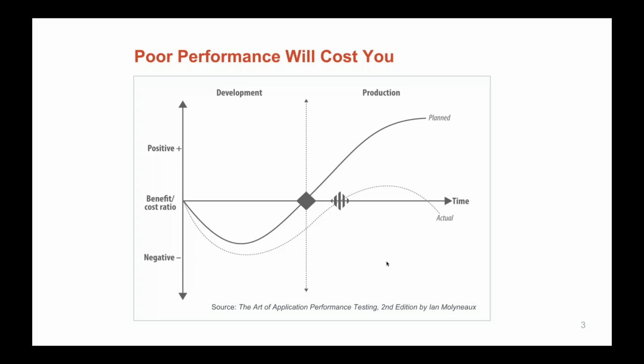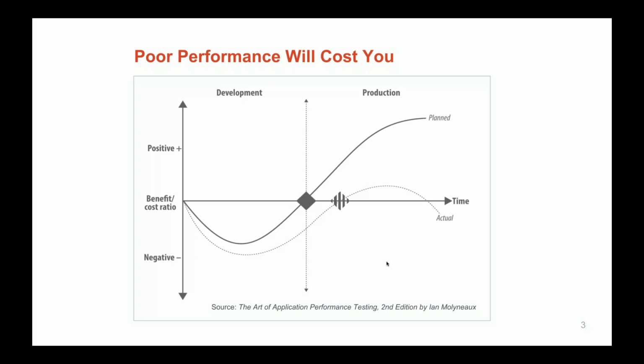Now, with this particular graph, if you look at the solid black line where there's a diamond in the middle, this is a good example of what we call planned versus actual. That solid black line represents more of a best case scenario. The diamond in the middle represents that the application was released on time, pushed into production. Everything is working fine. It was released into production with very minimal functional or performance issues.